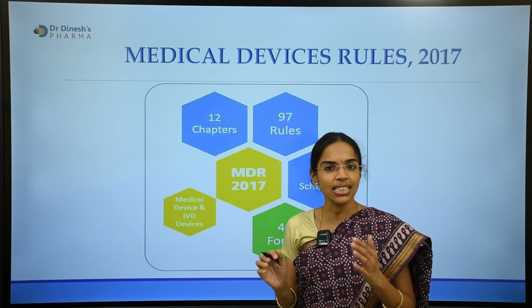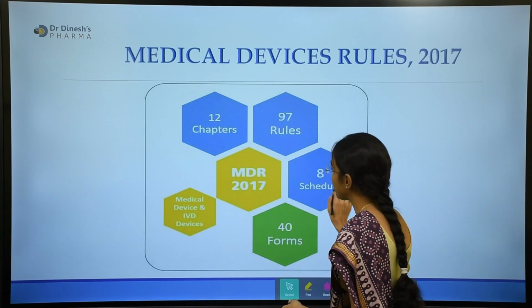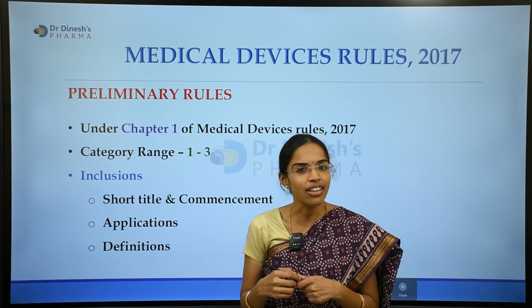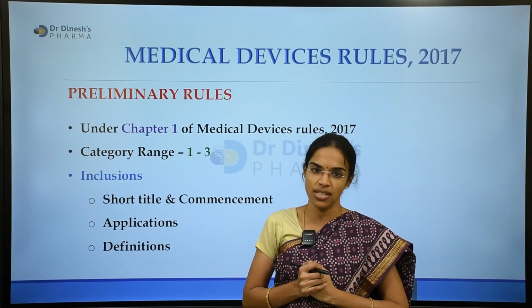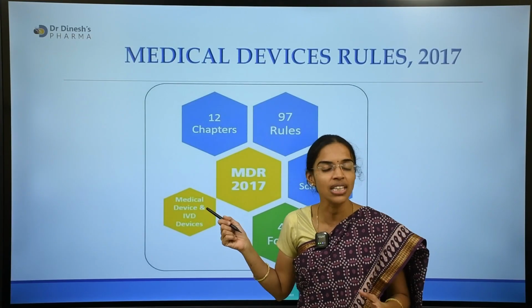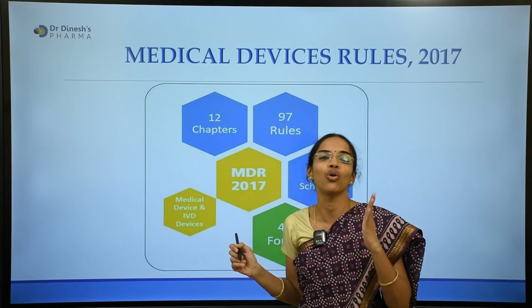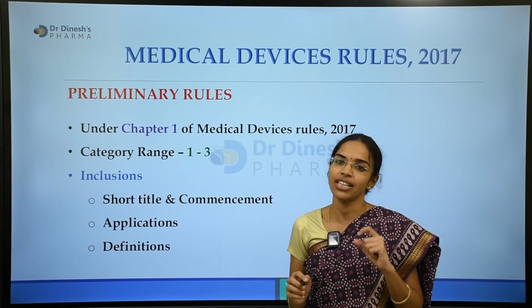So we will go through what all it covers, one by one. First we will see the preliminary rules. Just now we mentioned that there are totally 97 rules. Out of these 97 rules, first we will go with the preliminary rules. What is covered under the preliminary rules? We will just go through.